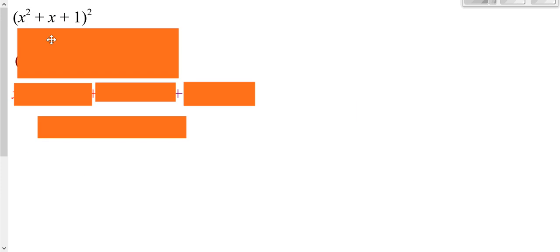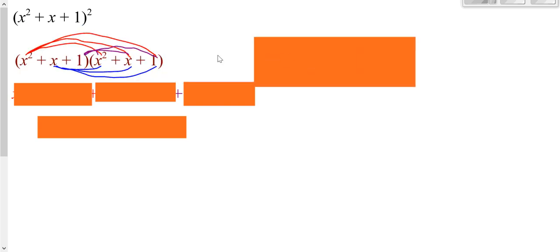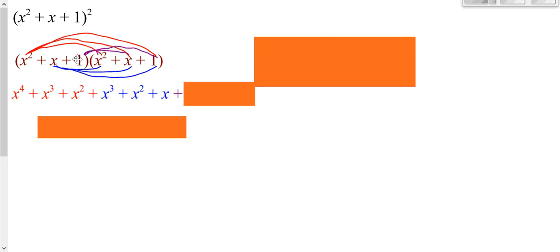So see if you can go ahead and do this one. Notice this whole thing here squared means multiplying it by itself. So we'd have to take this x squared times each one of these three, this x times each one of these three, this 1 times each one of these three. So looking at the red, x squared times x squared, times the x, times the 1. Looking at the blue, this x times your x squared, x times the x, and then x times the 1. And then looking at the purple, the 1 times each one of these. Well, multiplying by 1 doesn't change it.